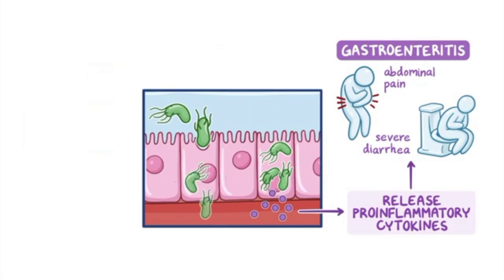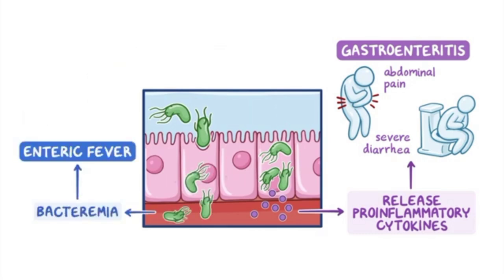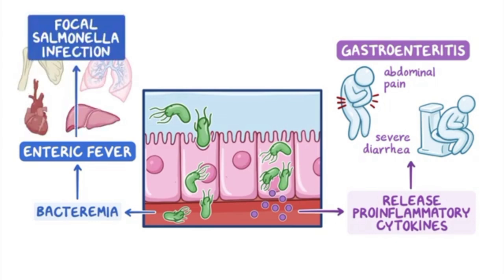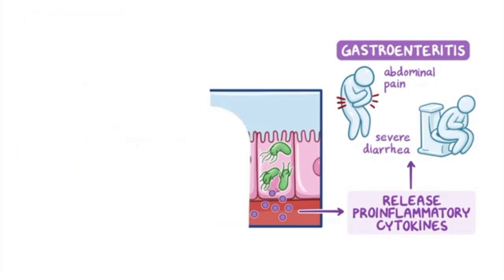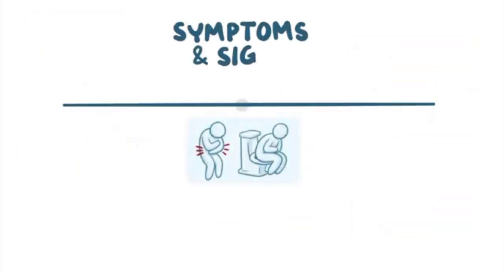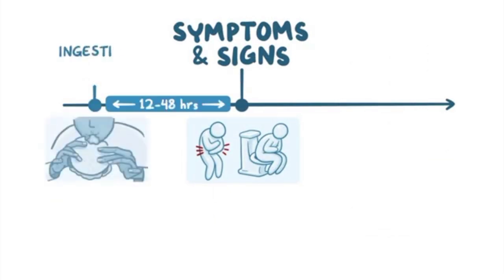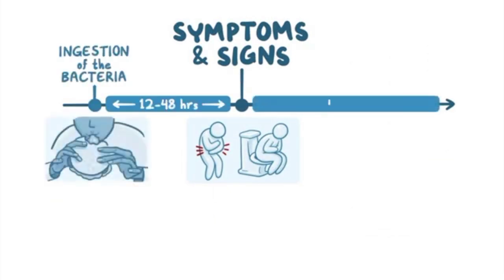The bacteria can also enter the blood, termed bacteremia, and cause enteric fever. From there, they can make their way to other organs like the liver, lungs, heart, and bone to cause focal salmonella infection. These symptoms and signs usually arise in humans between 12 and 48 hours after ingestion of the bacteria and typically last for 4 to 7 days.